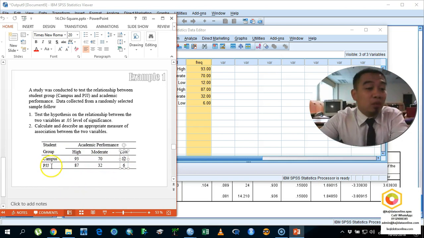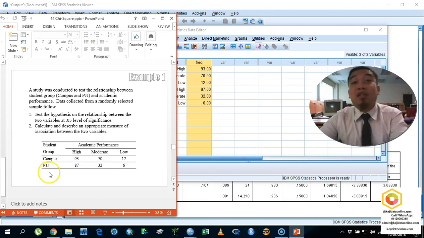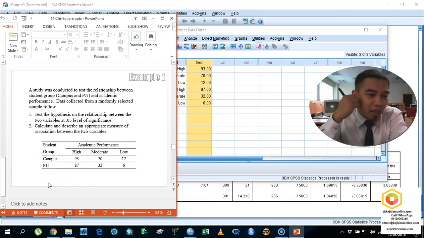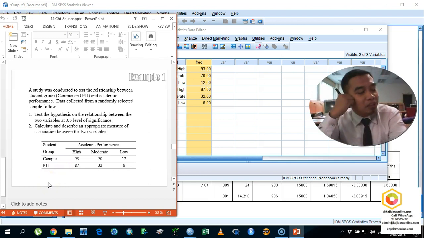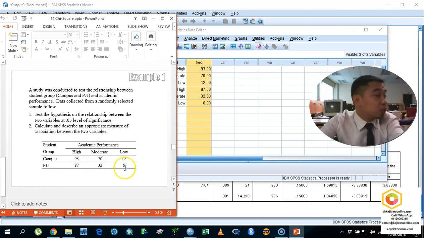And then we invite those who are PJJ. We don't know when we invite them because PJJ is difficult. PJJ means long-distance learning. They are so far away, you can't even find them. So we manage to call them, and we ask them, okay, are you a PJJ student? Yes. Okay. Your academic performance high. From the phone call just now, we count 87 people high, 32 moderate and then 6 low.